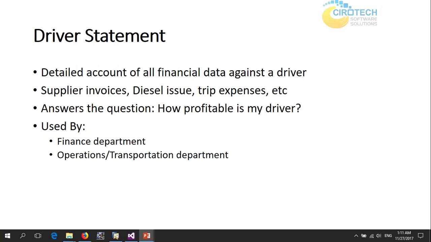The driver statement does a similar report to a vehicle statement. This time it reports specifically on the driver. As you know, drivers may be switching vehicles from time to time, and this statement captures all financial activity that has happened for a driver regardless of how many vehicles he drove in the period. It answers the question, how profitable is my driver?